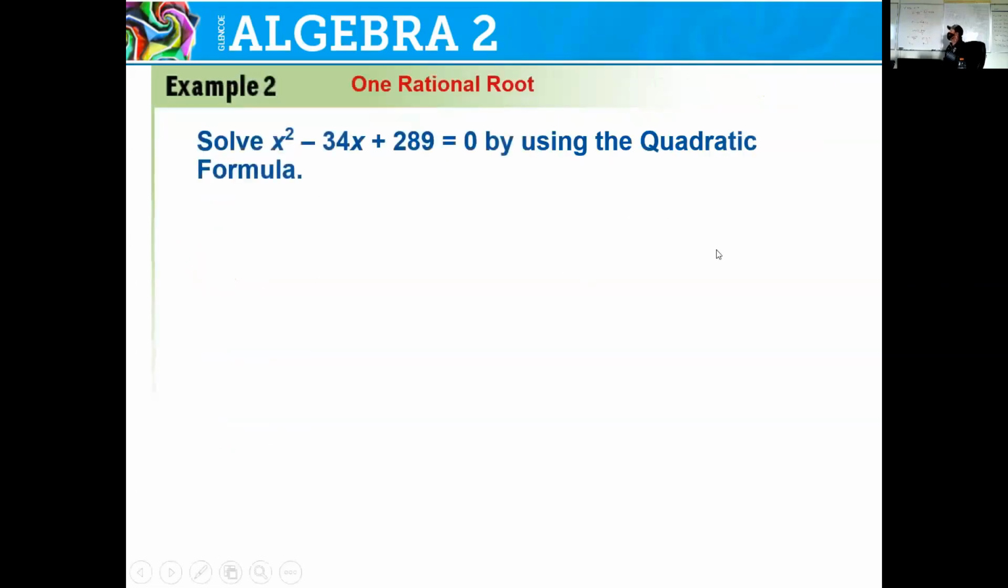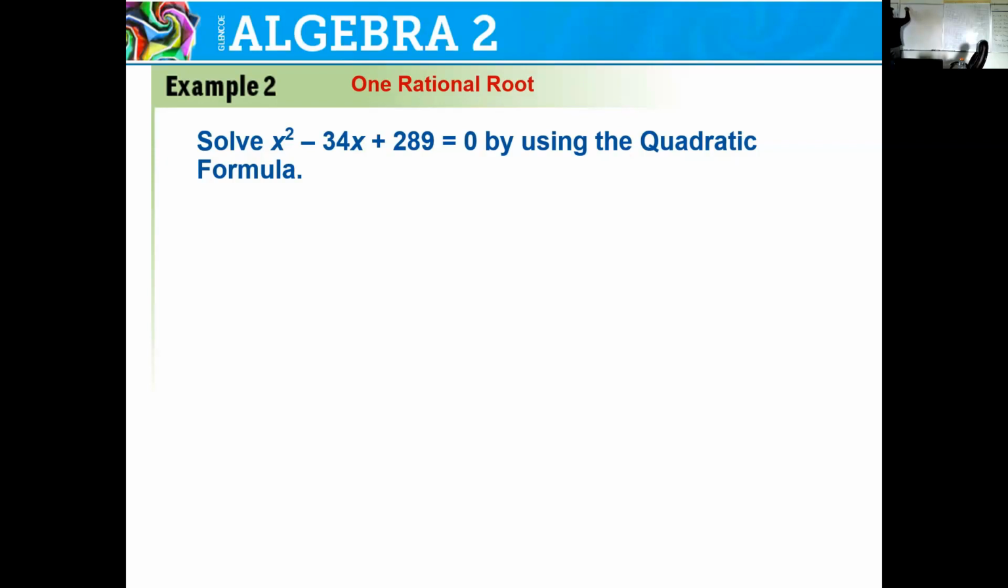All right, so one rational root. We're going to solve x squared minus 34x plus 289. See, with some of these numbers, a calculator is going to be handy. If you're not using a scientific calculator, you can always use your iPhone and put it to the 1/2 power. That'll take the square root. If you get a whole number, that means it's rational, or it's a perfect square. If you get any sort of decimal, then you have to break it down like we did previously.